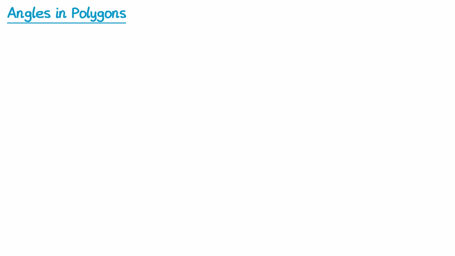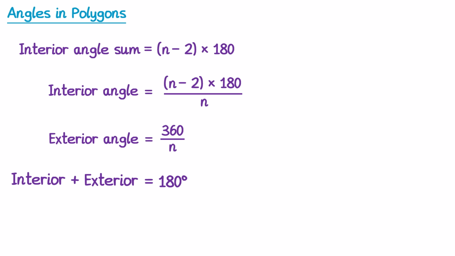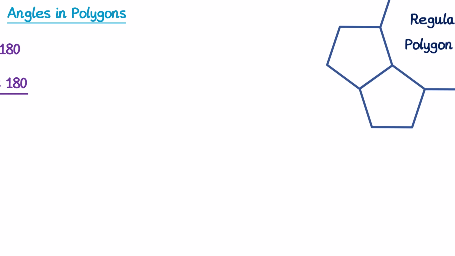So far in this video, we've had 5 different formulas. We've had the interior angle sum, the interior angle of a regular polygon, the exterior angle of a regular polygon, the interior plus exterior is 180, and also the formula to find the number of sides. We're now going to look at how exam questions use some of these formulas.